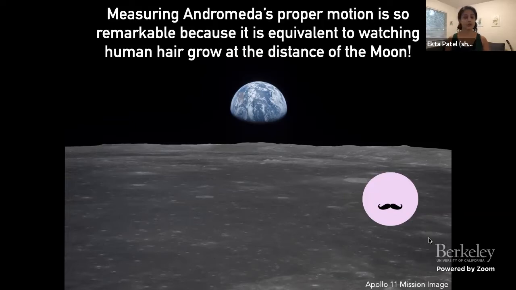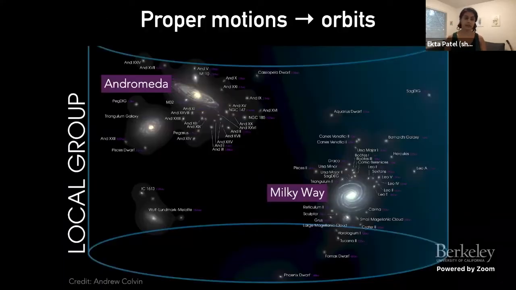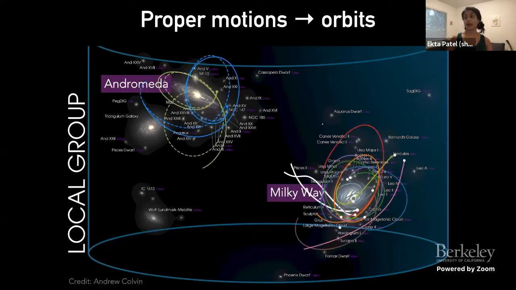But it gives us a whole new parameter space with which we can study the orbital histories of these satellite galaxies and understand their evolution and how they contribute to the larger galactic environments that they live in. So if we go back to the schematic that I was showing early in my talk of the local group, those proper motions are essentially the key to being able to derive the orbital histories of these satellites, some of which I've shown here as colorful examples.